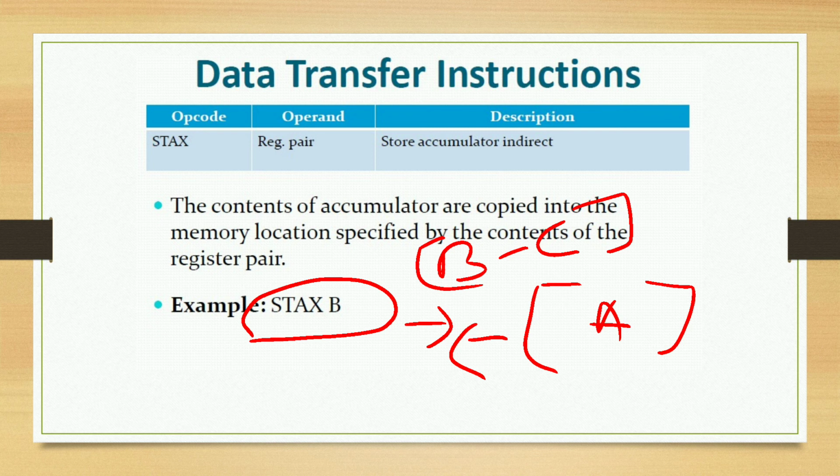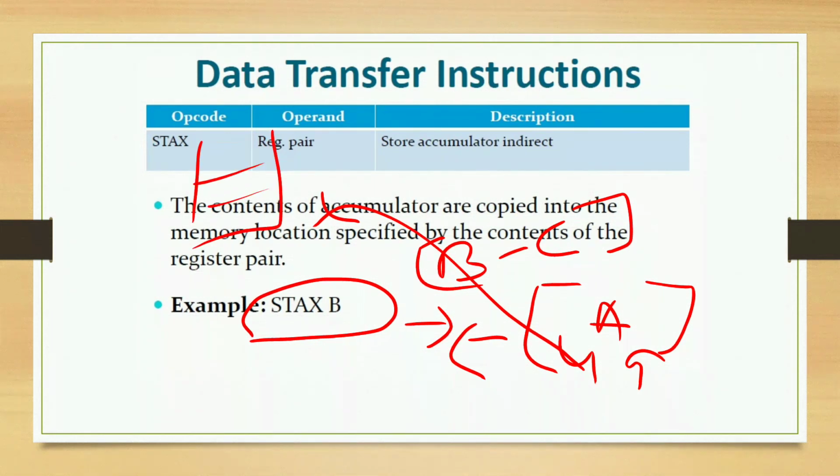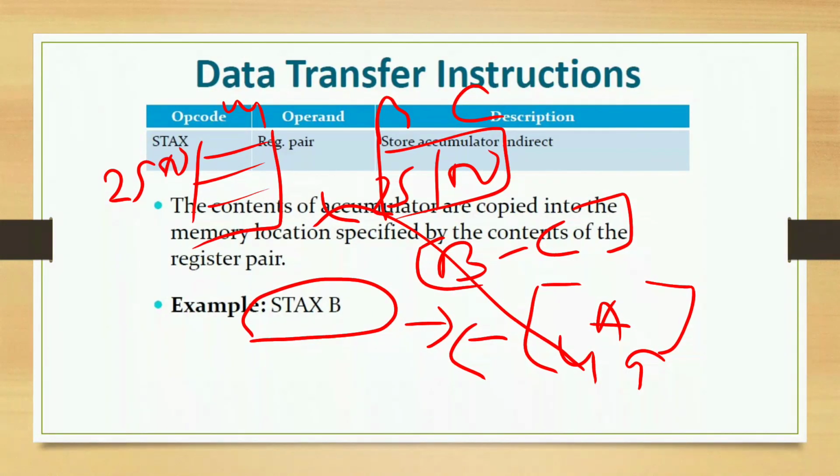In this instruction, the content of the accumulator, suppose 49, is stored in the memory whose address is in the BC register pair. Suppose BC contains the address 2500. Here is 2500. In this location, the content of the accumulator, that is 49, is stored.